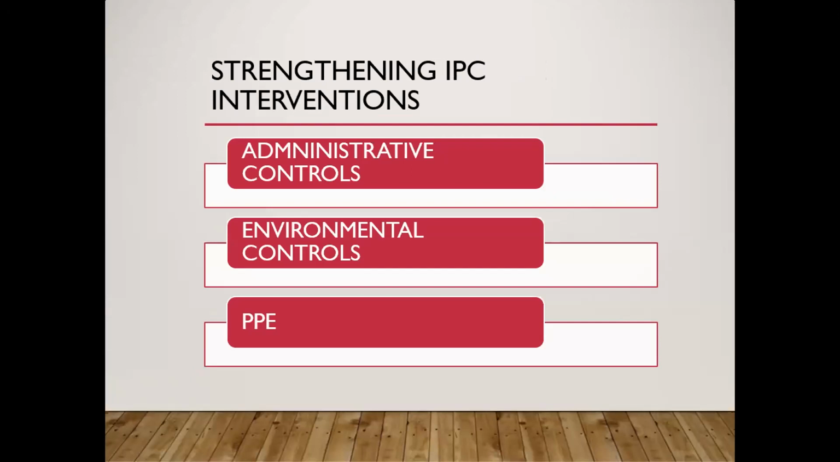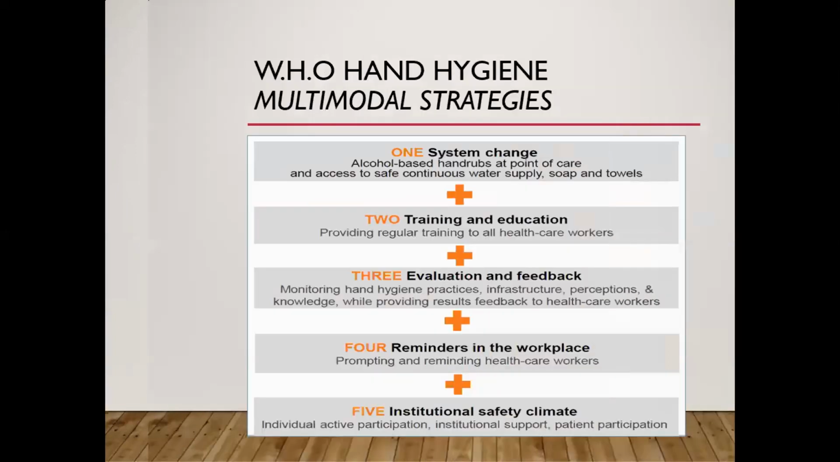So for strengthening our IPC activities, we had to make use of interventions guided by the IPC hierarchy of controls, that is the administrative controls. We also put in place environmental controls and also use of PPE. Our rapid response team had to quickly act when the cases started rising to strengthen IPC, so as to reduce the morbidity and potential mortality and maintain health system capacity, and also to reduce secondary transmission within our facility.